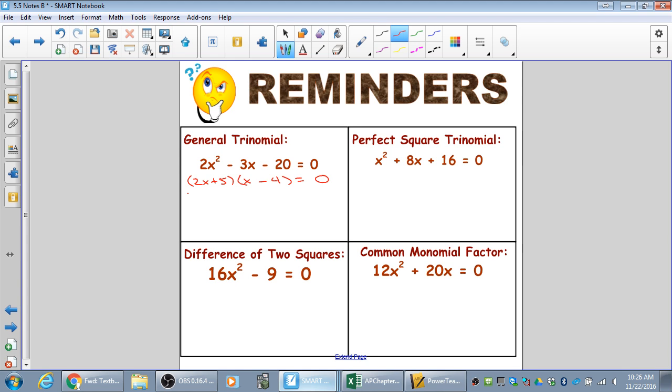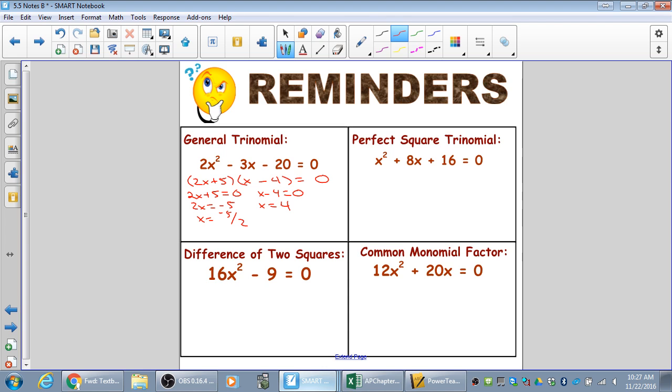So then we can continue on and find out what makes each of these 0. So 2x equals negative 5. Negative 5 halves, that's one of them. Set the factors equal to 0, so zero product property. And then x minus 4, we want to know what makes that 0. And that is 4. So negative 5 halves and 4, that's the answer on this one.